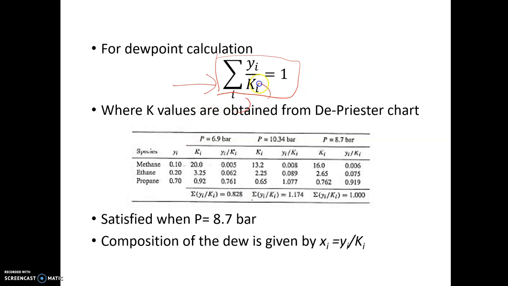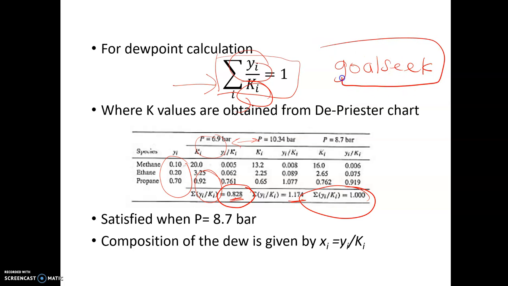You are given the K, you know the K from the chart, so you need to find the composition. It's basically trial and error until you get this equal to 1. So you try at 6.9 bar, you get your y, this is given. You get your p, and then you get your K. So you get this. Then you try again, you get 1.17. So you know that it is actually in between these two. So you try again, you get y over K equal to 1.